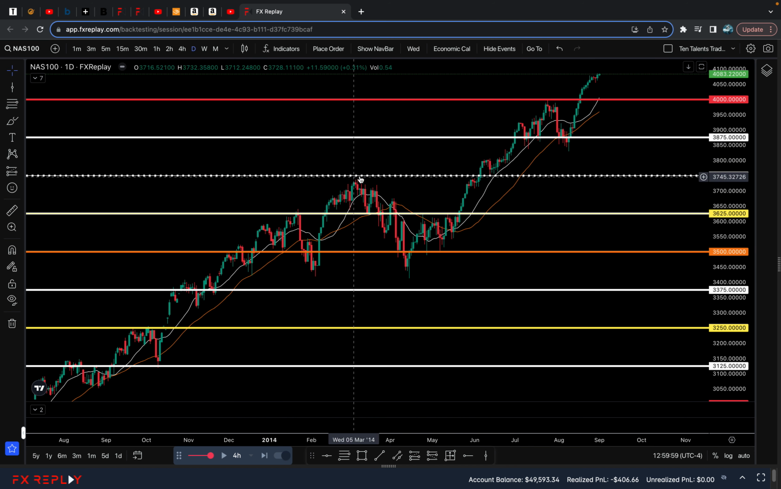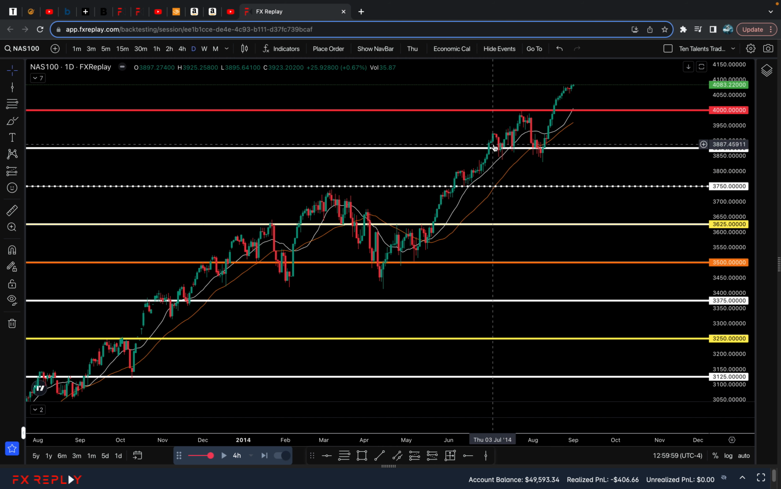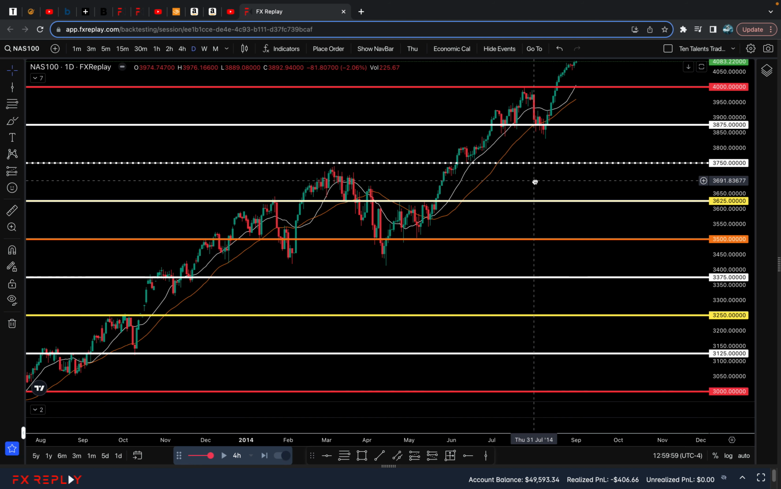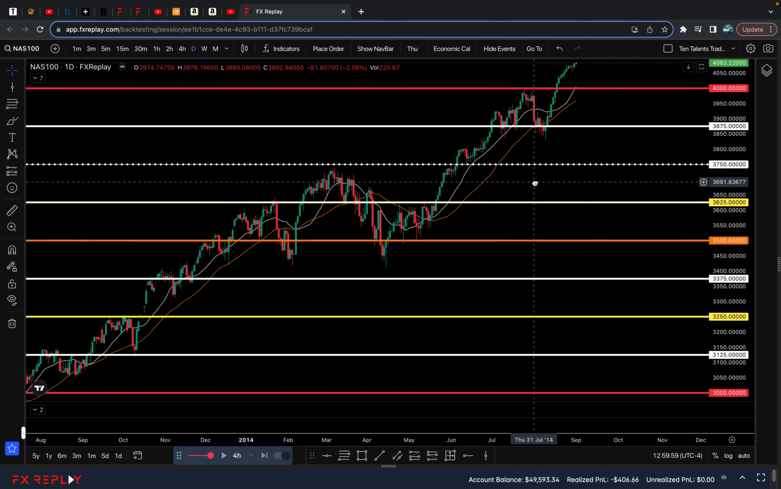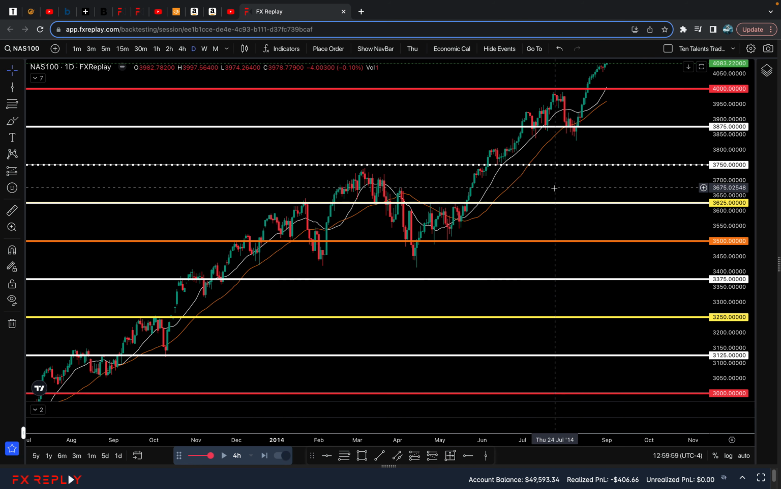Once we already tested this one, so we blew through it. But then once you get up to this whole level, obviously you see a bigger reaction, so you can expect that. And then you see what it did. It tested, went up here, bounced off, tested, boom, and then it went up. So these levels are very important, very critical, crucial, whatever you want to call it.